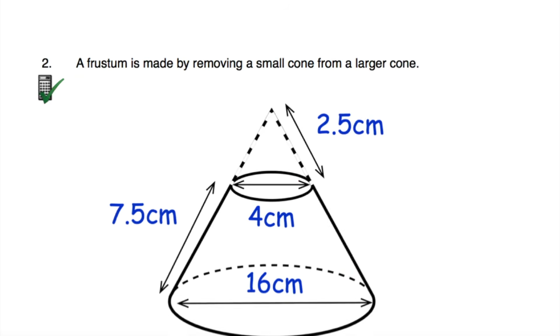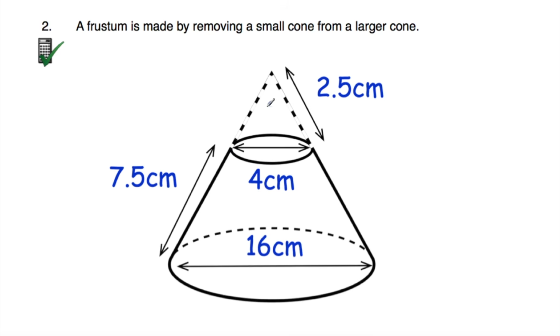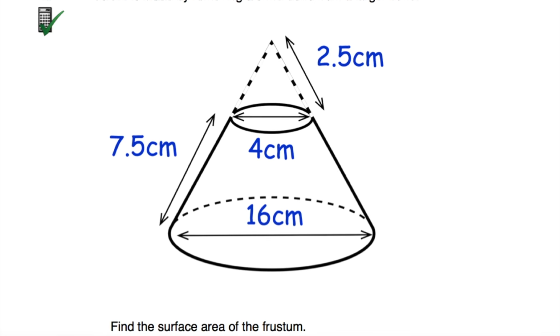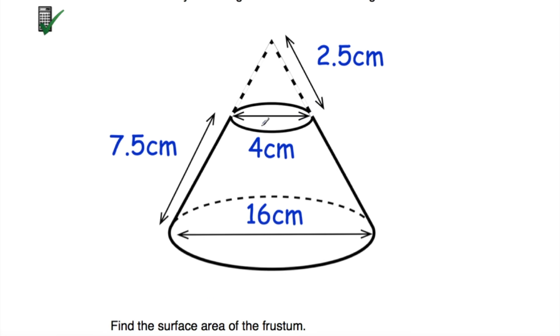Okay, let's look at our next question, question number 2. We've got another frustum here, and it says a frustum is made by removing a small cone from a larger cone. So we've got this larger cone here, and then we've got the smaller cone that's been removed, and what's left is this frustum. And the question says, find the surface area of the frustum. So what we're going to do is find the area of the circle on the top of the frustum, the area of the circle on the base of the frustum, and then this curved surface area.